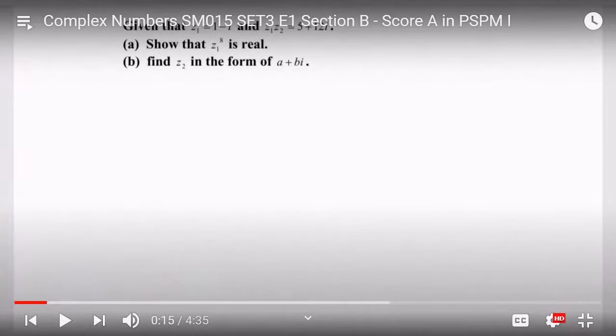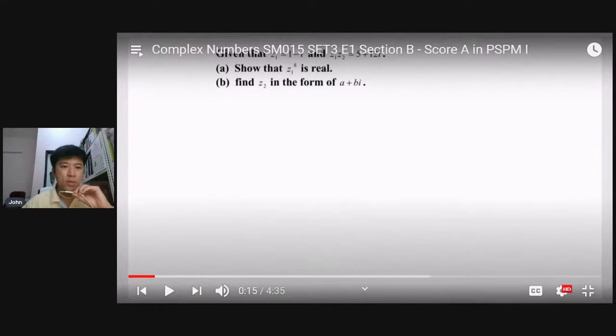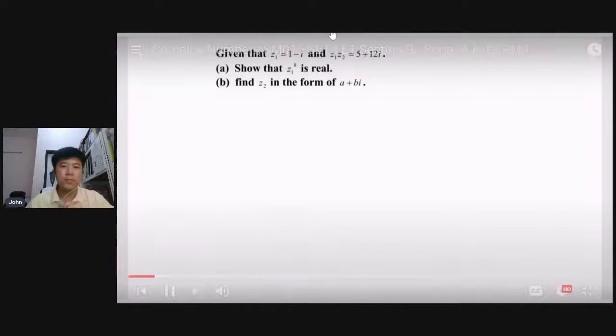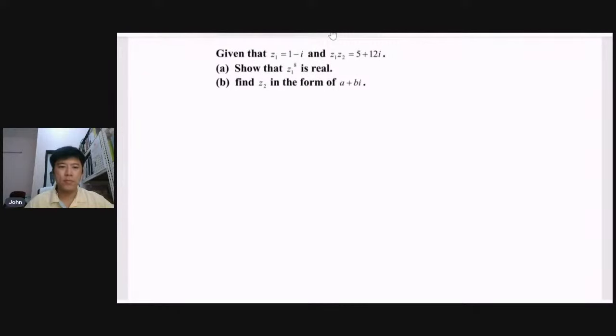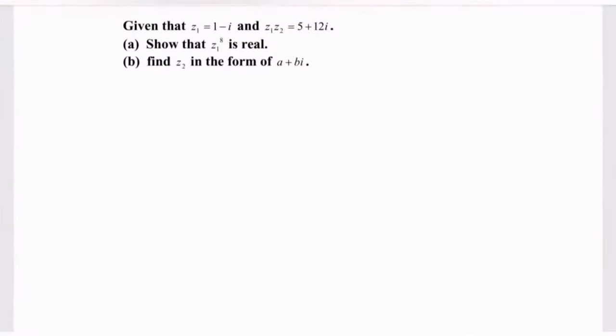Okay, so sekarang kalau you tengok soalan ni, mungkin you akan rasa macam tak biasa, betul? Tak biasa. So, question said, they give you the situation, z sub 1 equals to 1 minus i. Given that z sub 1 is equal to 1 minus i, and the multiplication of z sub 1 and z sub 2 is equal to 5 plus 12i. A: Show that z sub 1 to the power of 8 is a real number. B: Find the z sub 2 in the form of a plus bi.